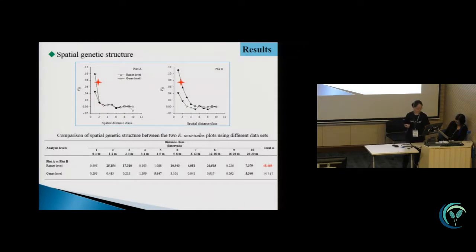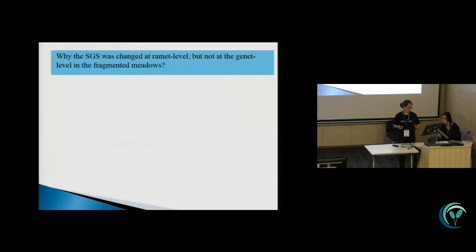We also compared the SGS pattern between these two plots at the ramet level and the genet level, and we found that at the ramet level, the difference between the two plots is significant, but at the genet level, the SGS pattern was not significantly different between the two plots. Why was the SGS pattern changed at the ramet level but not at the genet level?